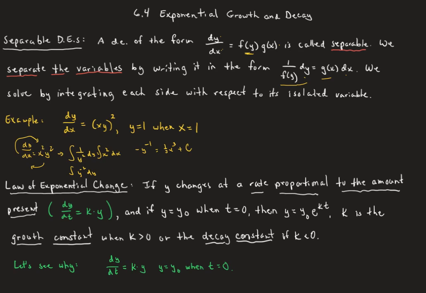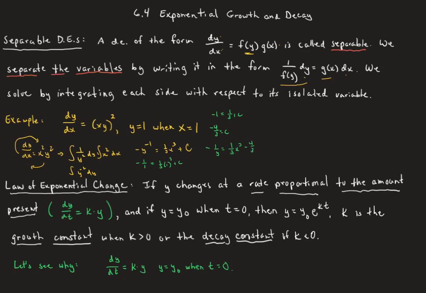We'll plug in 1 for y and 1 for x. So this is going to be negative 1 over 1 is equal to 1/3 times 1 cubed plus c. So that's going to be negative 1 is equal to 1/3 plus c. So we're going to get negative 4/3 for our c. So we now have negative, I'm going to write the y to the negative 1 as 1 over y, is equal to 1/3 x cubed minus 4/3.